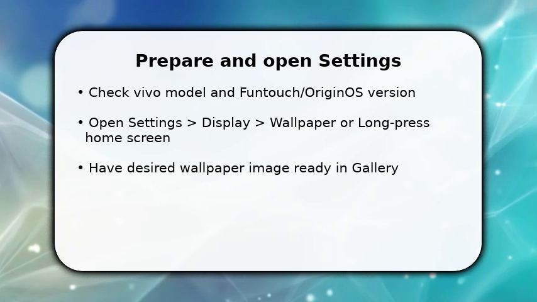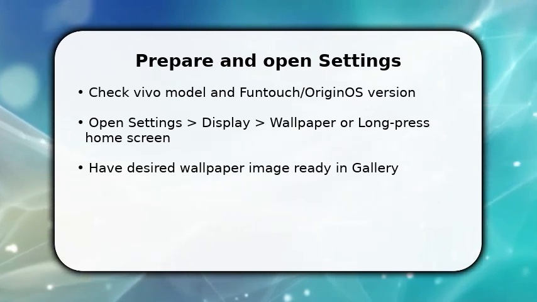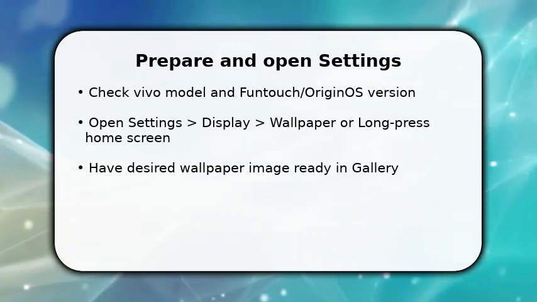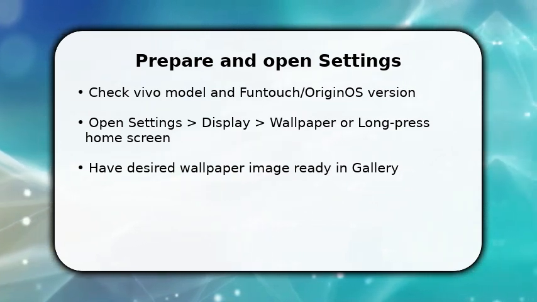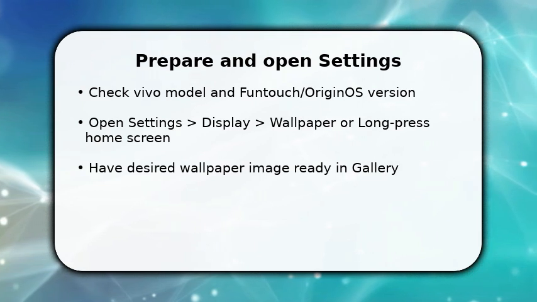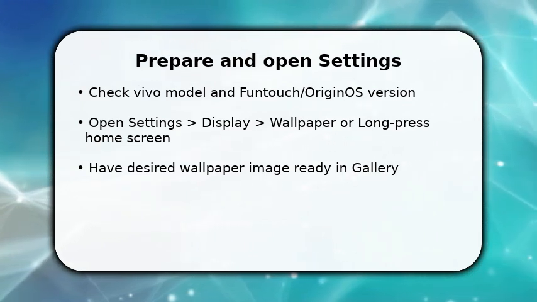You start by confirming your Vivo model and whether you have FunTouch or Origin OS. This matters because menu labels differ. Now open Settings and go directly to Display or long press the home screen to reach Wallpaper options.